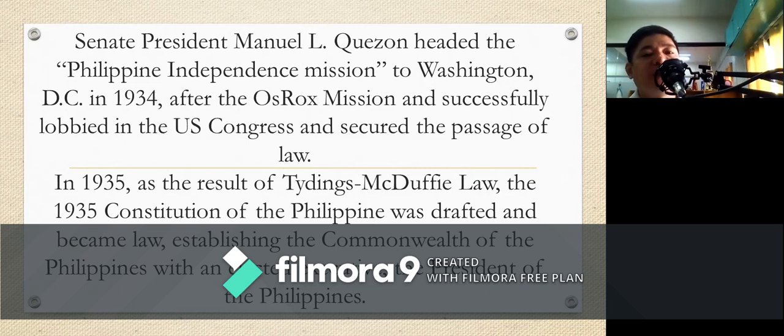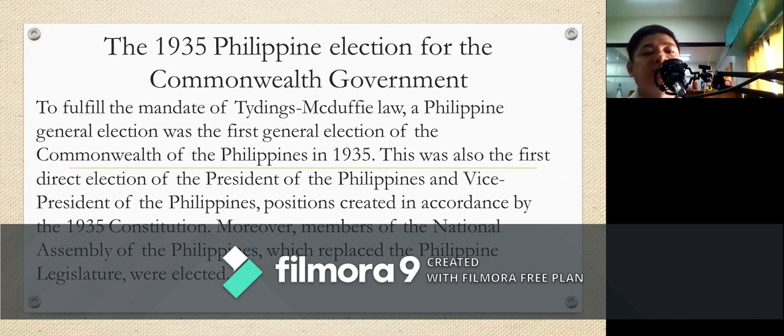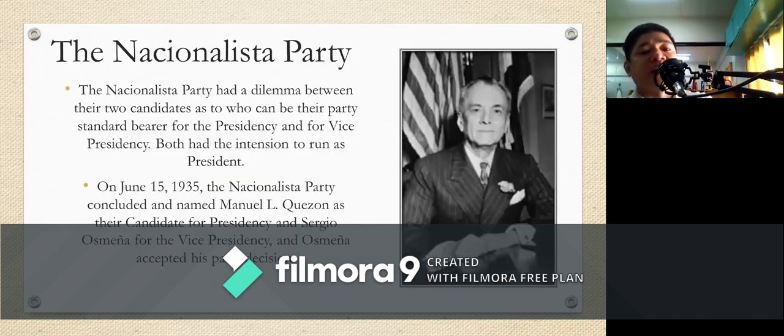So, the 1935 Philippine election for the Philippine Commonwealth. To fulfill the mandate of the Tydings-McDuffie Law of 1934, the Philippine general election was the first general election of the Commonwealth of the Philippines in 1935. This was also the first direct election of the president and the vice president of the Philippines, positions created in accordance with the 1935 Constitution. Moreover, members of the National Assembly of the Philippines, which replaced the Philippine Legislature, were also elected. So there were three parties during that time.